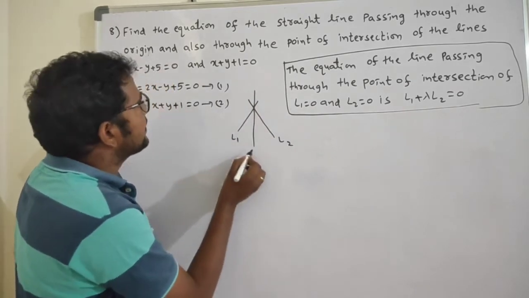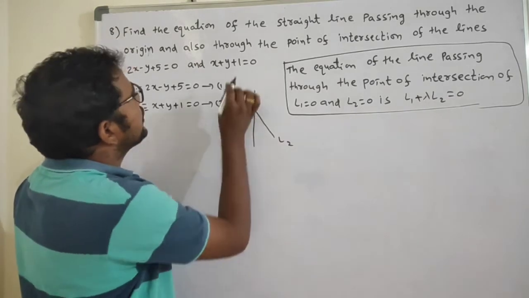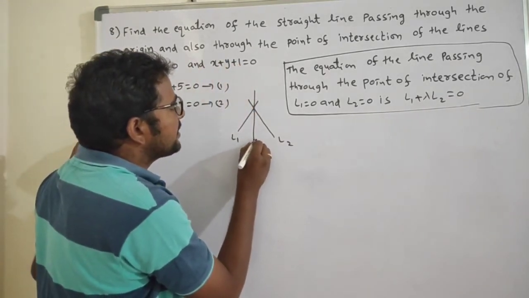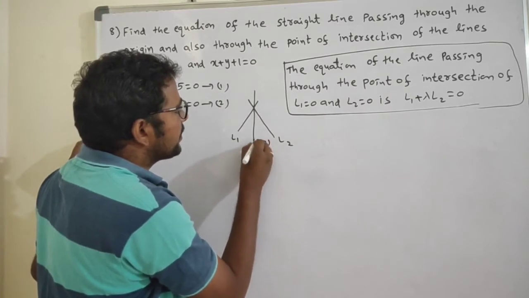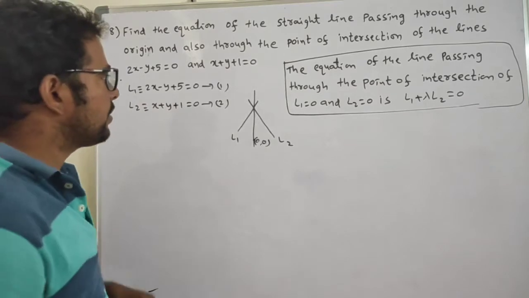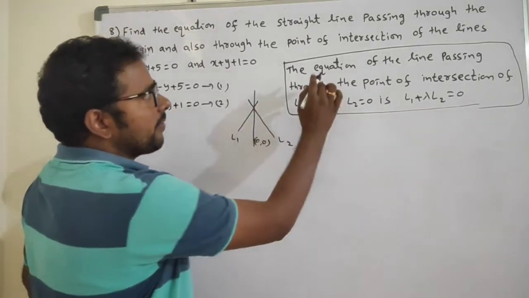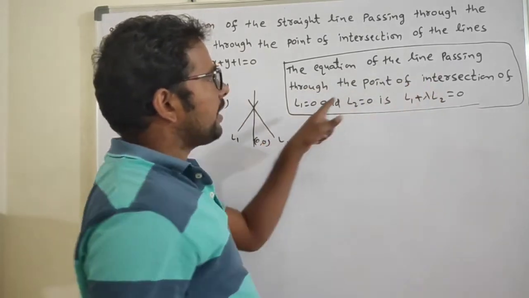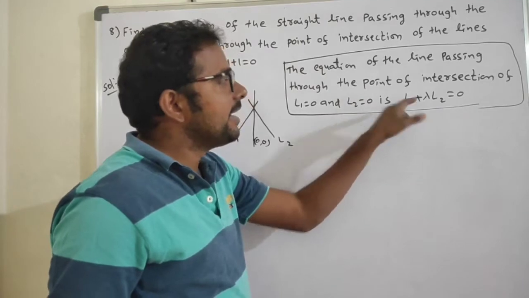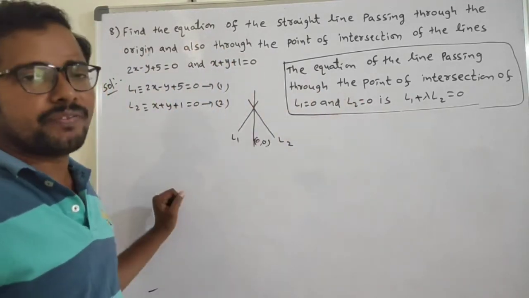So this line is a required line, and this line is passing through what? Passing through origin. Passing through origin means 0, 0. So the equation of line passing through the point of intersection of L1 equals 0 and L2 equals 0 is L1 plus lambda L2 equals 0. That is a very very important formula.